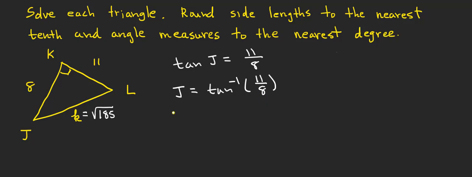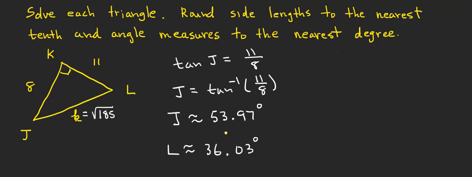And again, you need your calculator. And this is approximately 53.97 degrees. Now, since you know that this is 53.97 degrees, you could easily find this other angle because when you add these two, you need to get 90. So 90 minus 53.97 will be the value of angle L, which is approximately 36.03 degrees.